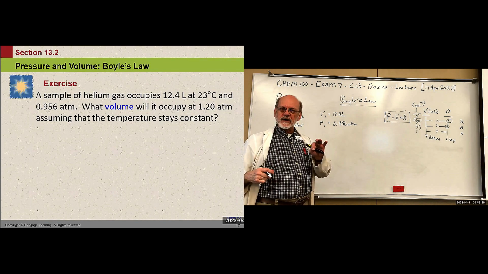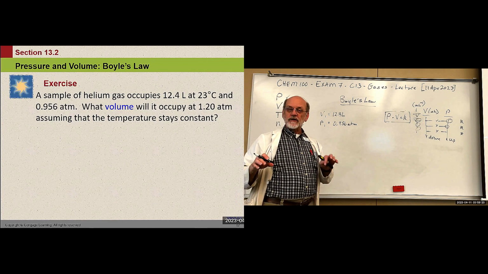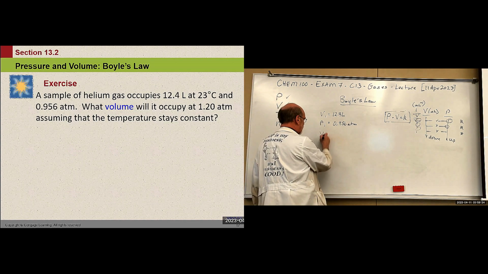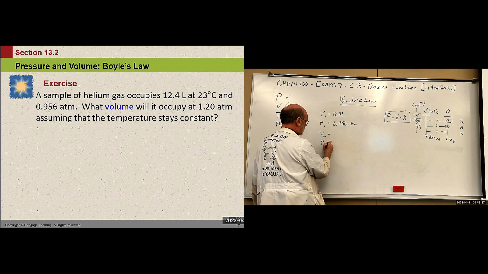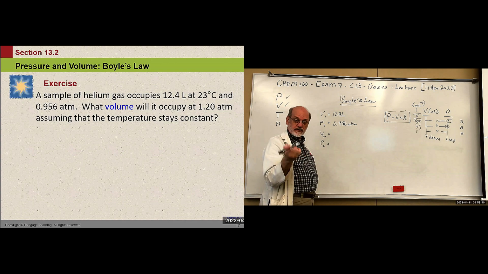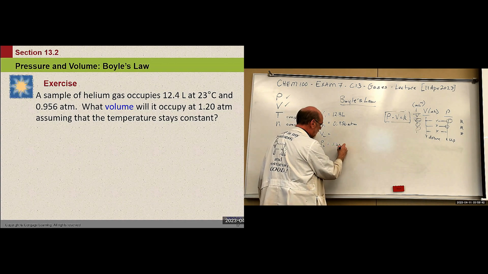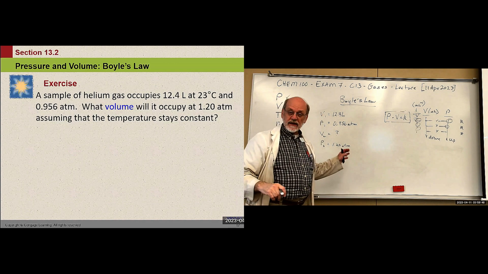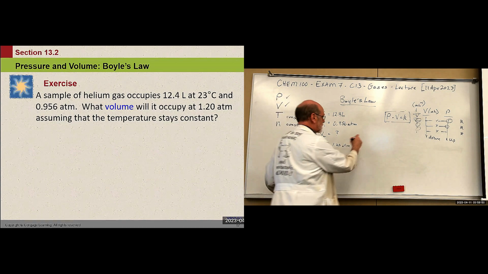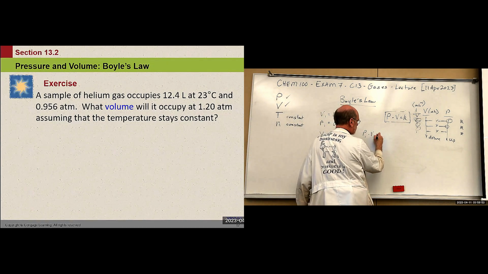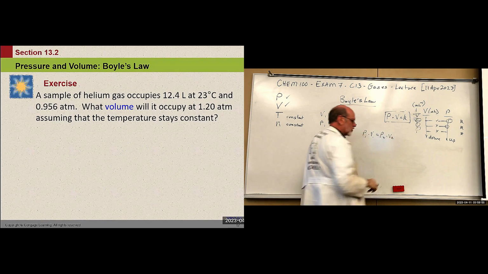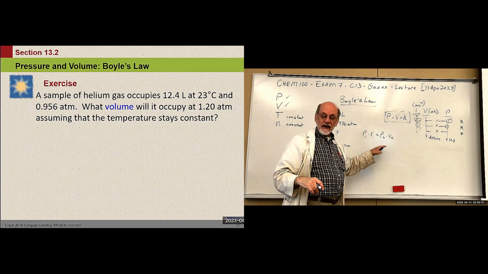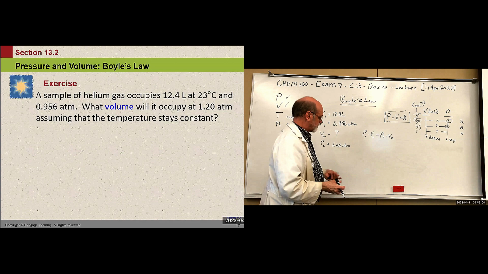And the temperature is 23 degrees, which doesn't change. What volume will it occupy at 1.20 atmospheres? So we have a volume and a pressure 2 here. And we're going to change the pressure to 1.20 atmospheres. There's our unknown right there. This way, when you set up the problem, you'll be sure and put the numbers in the correct place. If you put them in the wrong place, you get the wrong answer. All right?